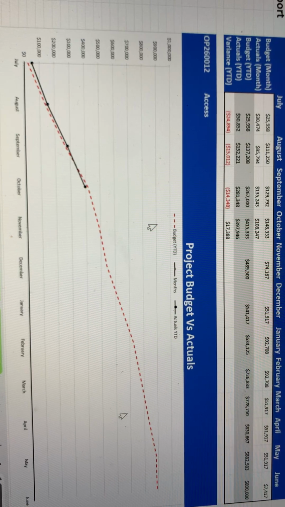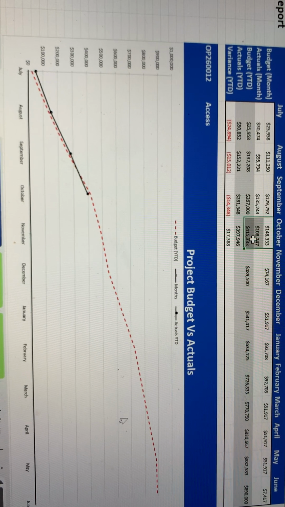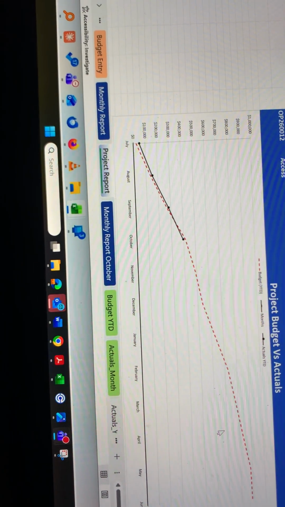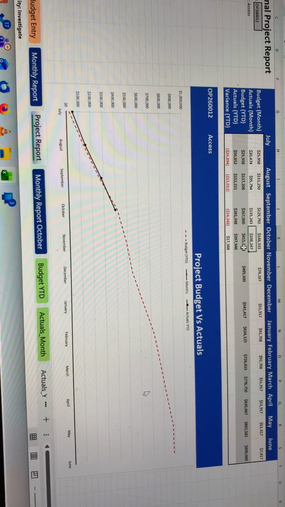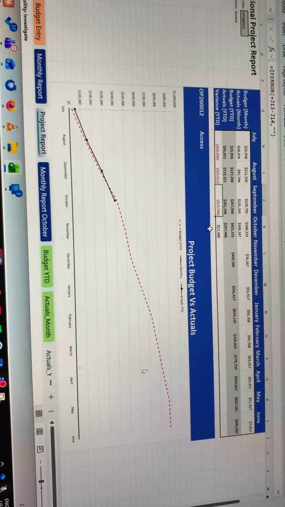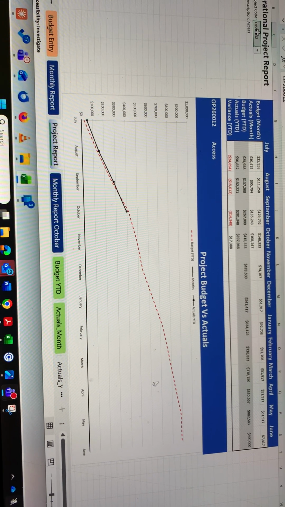Access is spot on, I'd say. So we spent for this month. Well, I budgeted 150 and spent 108. But we're pretty close to target.